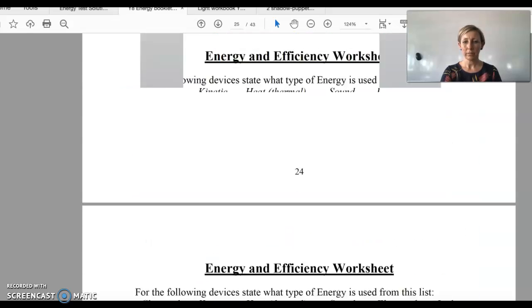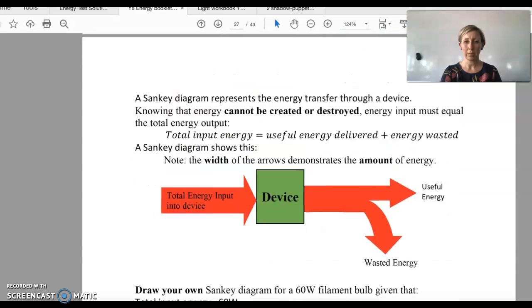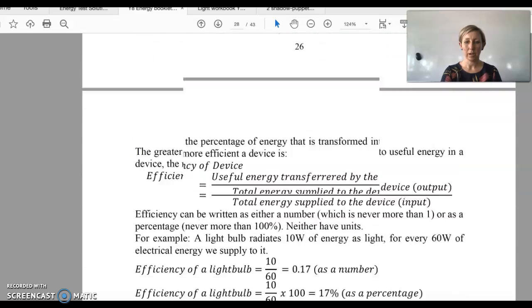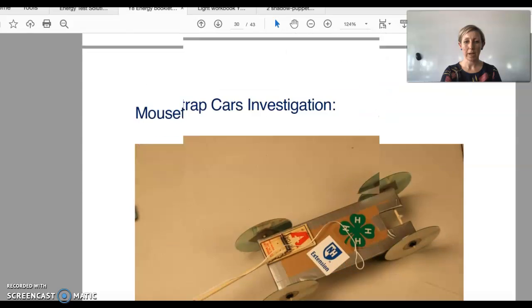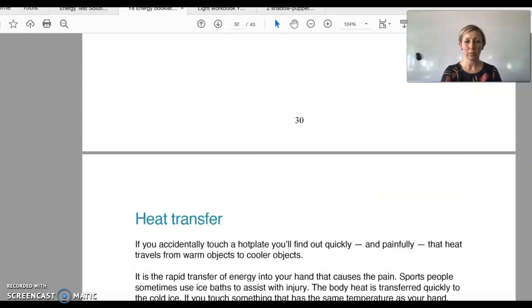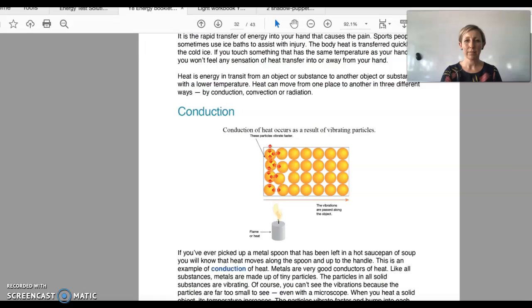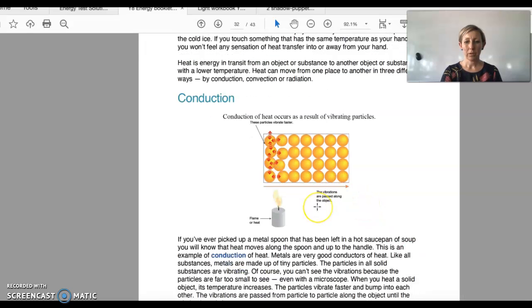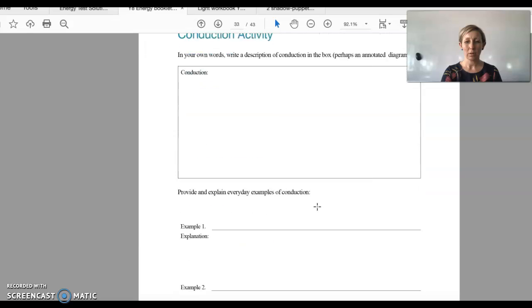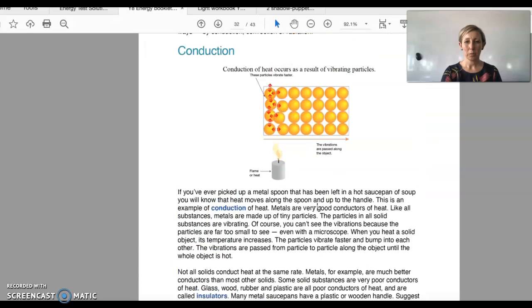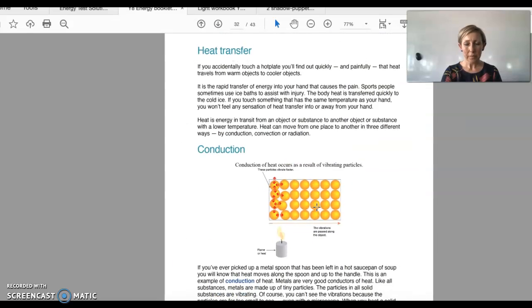So we are on, and I don't know if I'm going to get the right page here because I don't have the paper booklet, just got the electronic booklet. So bear with me if your page numbers are slightly different. So here, I think this was page 31 in the paper booklet.